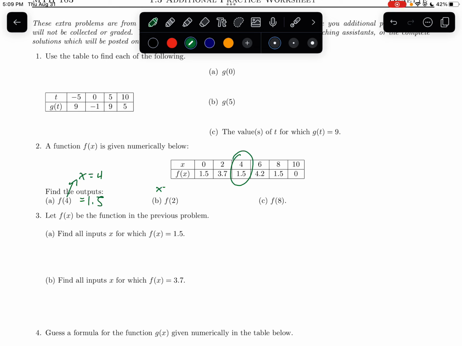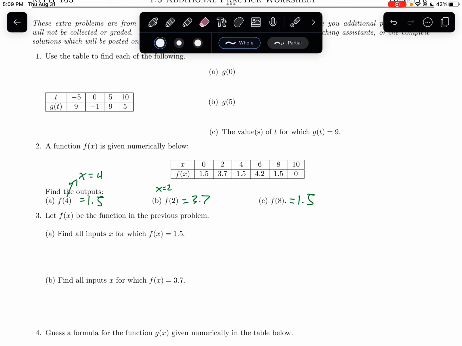At x equals 2 for part B. Very similar. That would be the second column, and so f of 2 is 3.7, and f of 8 would be this column for x equals 8, and so this would be 1.5.